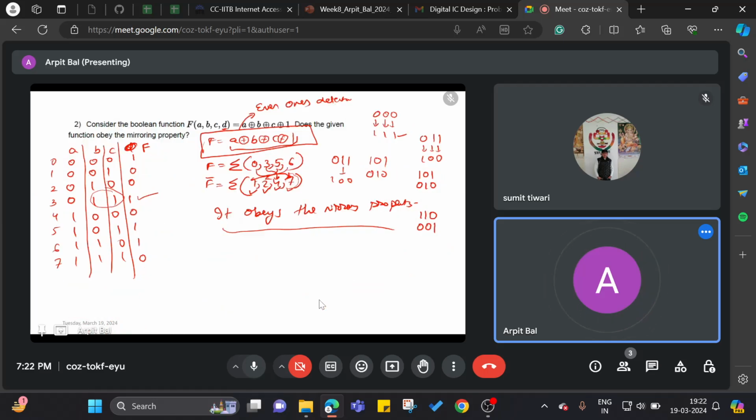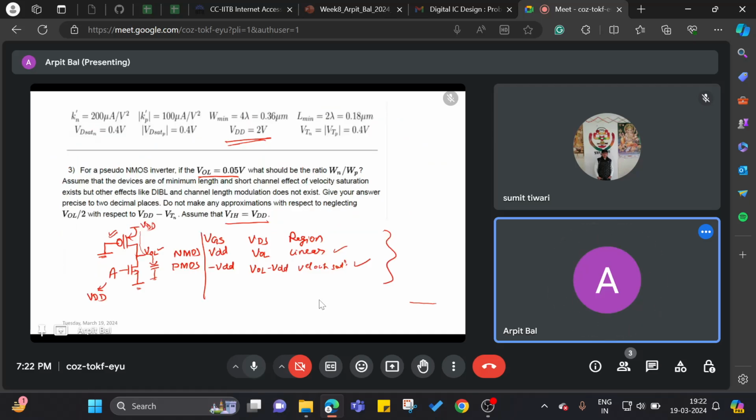Same thing, it was a different question. Question number 2 is also for finding out whether it obeys the mirroring property or not. Next, we did a question on the pseudo-NMOS inverter.